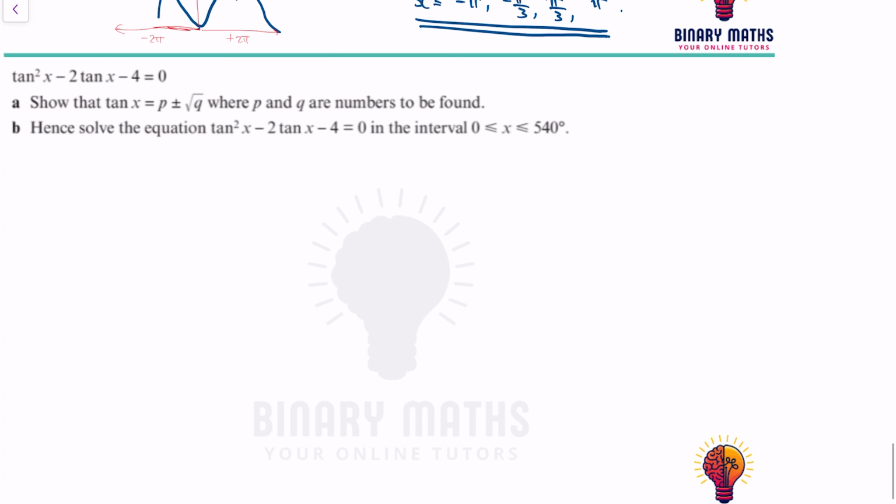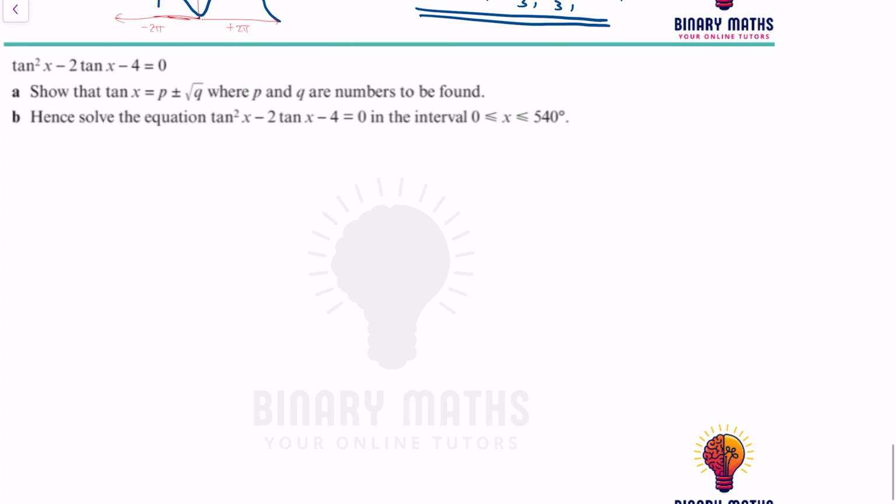Okay, the last example. We've got tan squared x minus 2 tan x minus 4 is equal to 0. Show that tan x is equal to p plus or minus root q, where p and q are numbers to be found. So if we've got tan squared x minus 2 tan x minus 4 is equal to 0, then in this case the coefficient of tan squared x is 1, the coefficient of tan x is minus 2, and the constant on the end is minus 4.